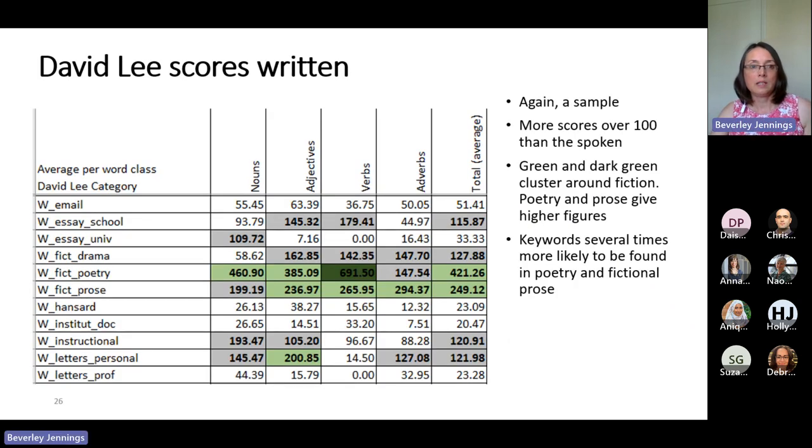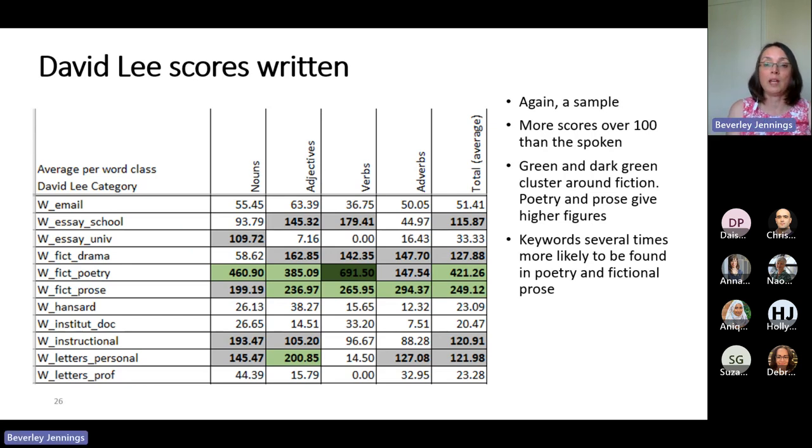And this is again a sample of David Lee categories for the written. I've picked where the highlight is in the middle there. So we've got far more categories where it's over 100 for the written than the spoken, which we would expect from the earlier findings. And the green and dark green numbers cluster around where it's highest, around poetry and prose fiction. So it's showing that poetry in particular came up really high, but we have to be careful because it's probably quite a small category.